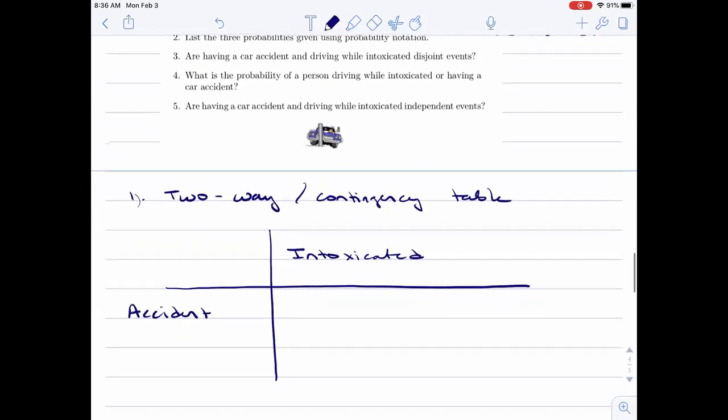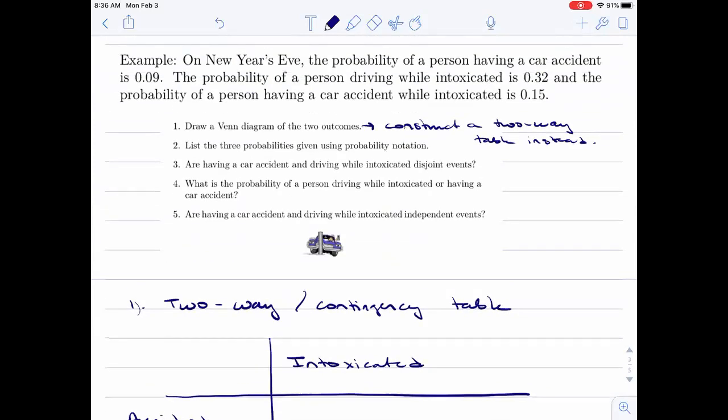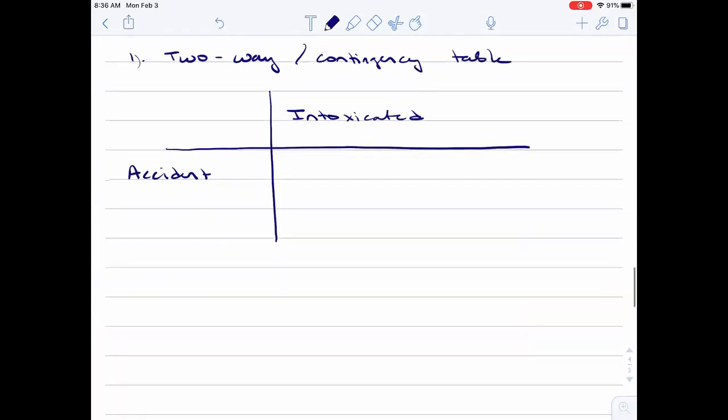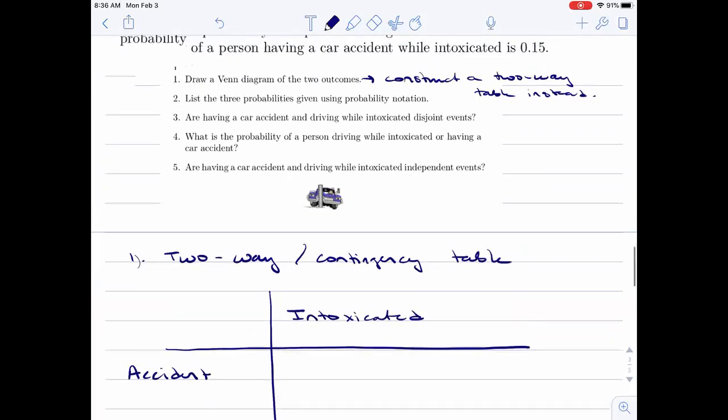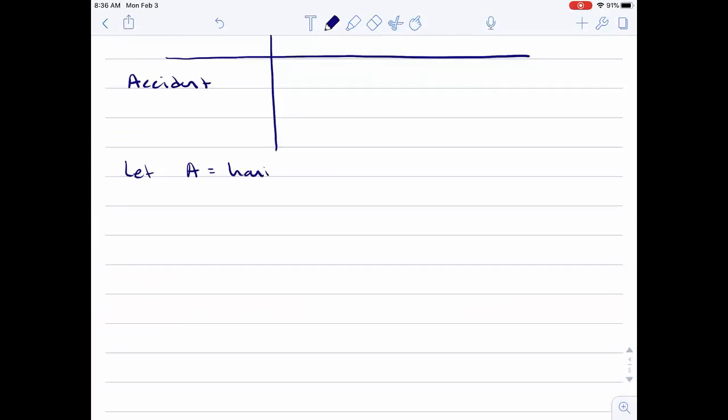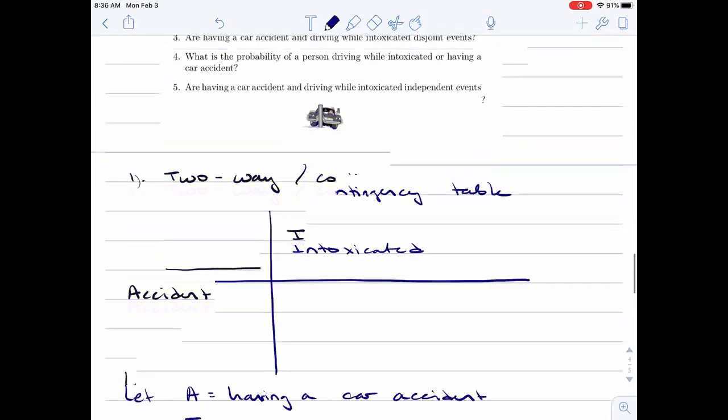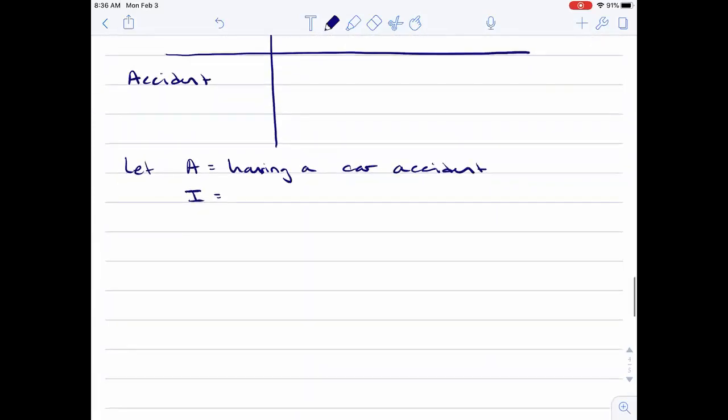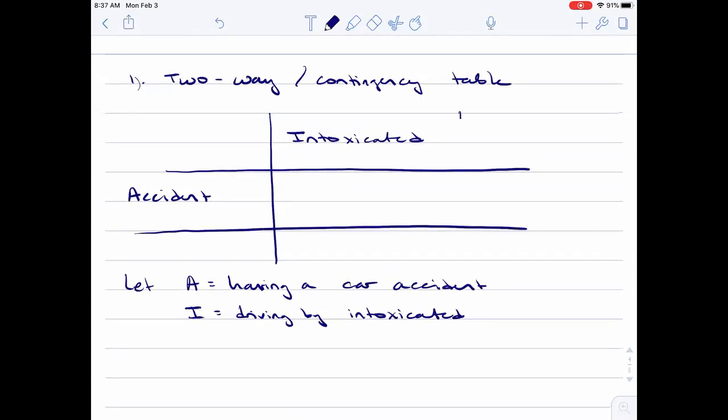So we need a little bit of notation, because I don't want to write intoxicated and accident every time. So we let I be driving while intoxicated, and A be having a car accident. Then we're told that I've only got 2 possible outcomes for each of these, and so I can put totals here on the outside.